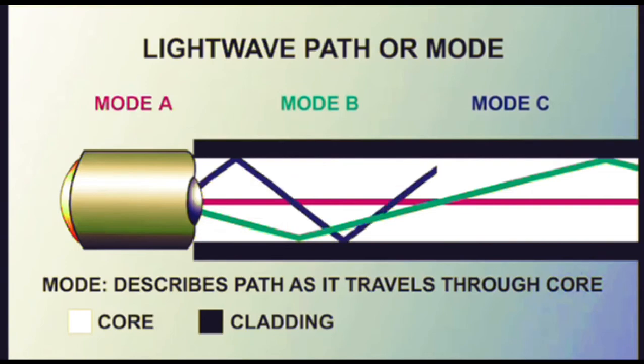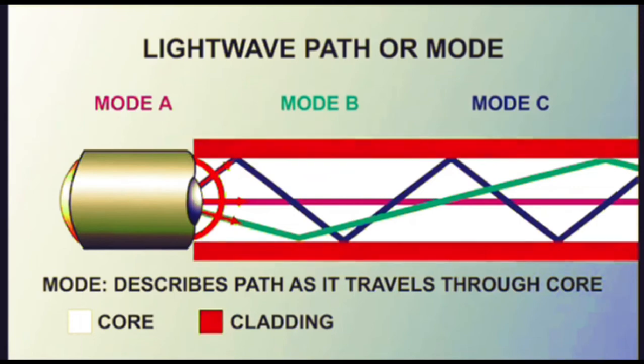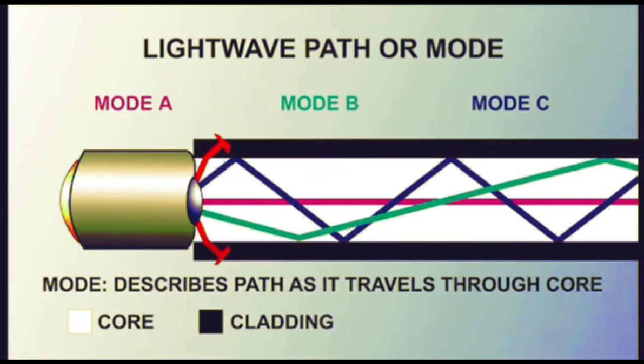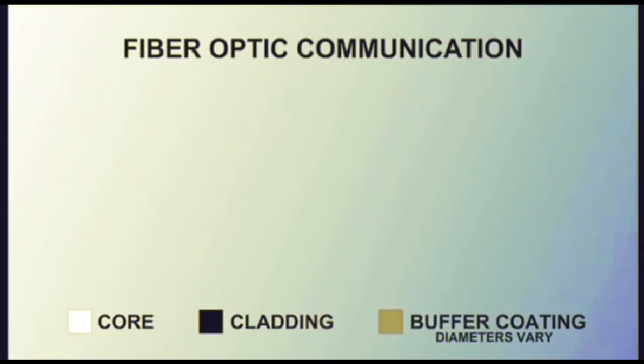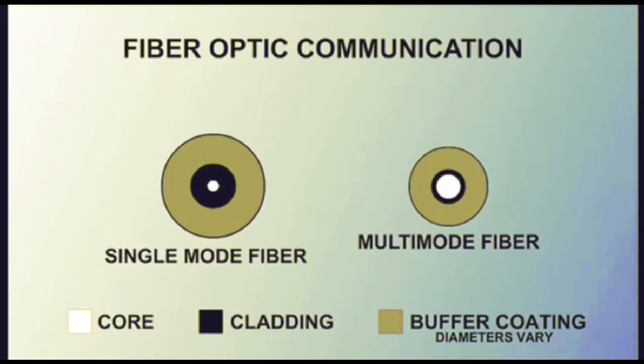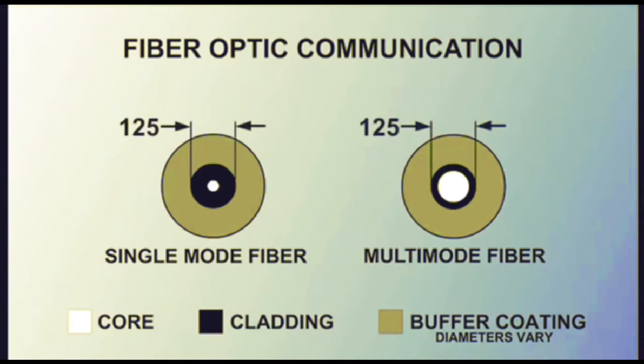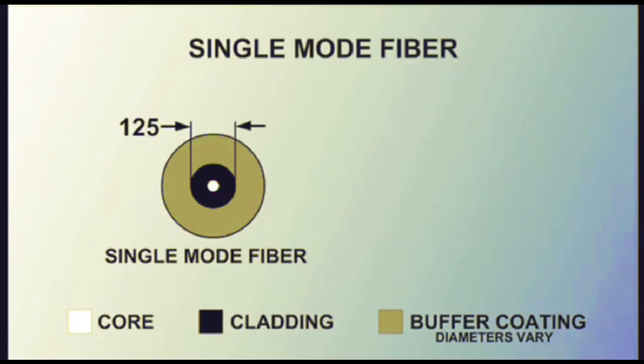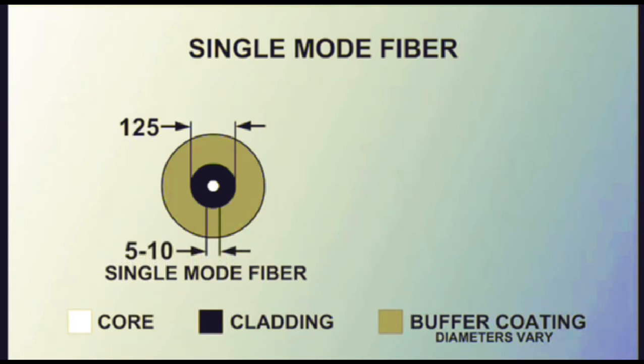The mode or path is determined by the angle of the light entering the strand and the refractive index of the cladding. If the angle of the entering light wave is too sharp, the wave will not propagate through the cable. There are single mode and multimode fiber optic strands. Both single mode and multimode fibers are typically 125 microns in outside diameter, but the core is significantly smaller in a single mode fiber. Single mode fibers are approximately 5 to 10 microns in diameter.